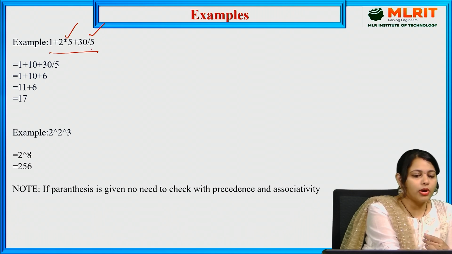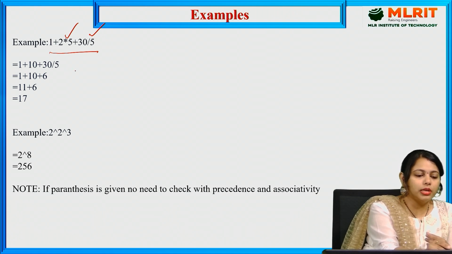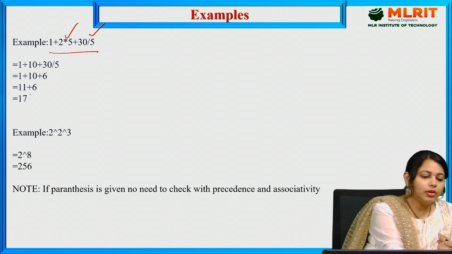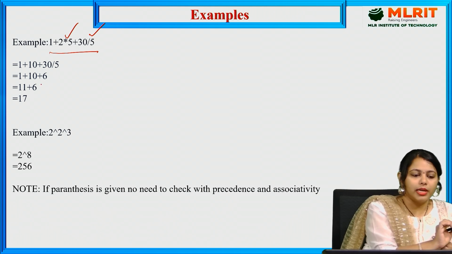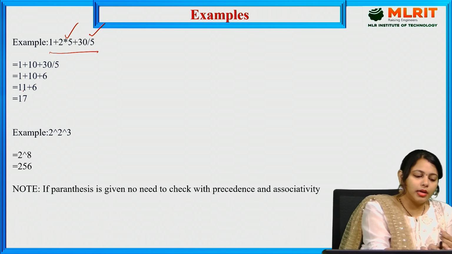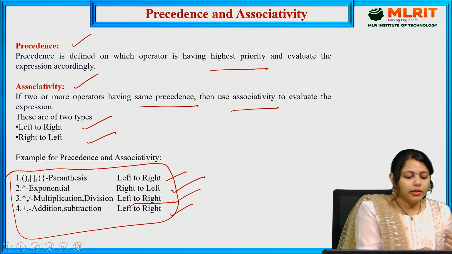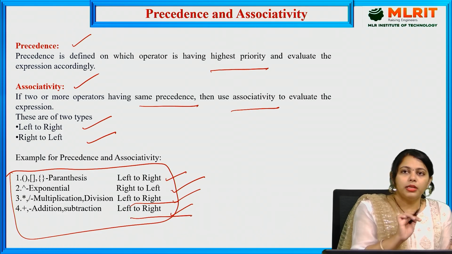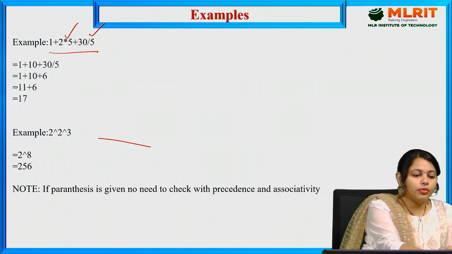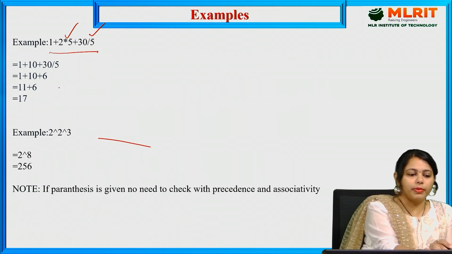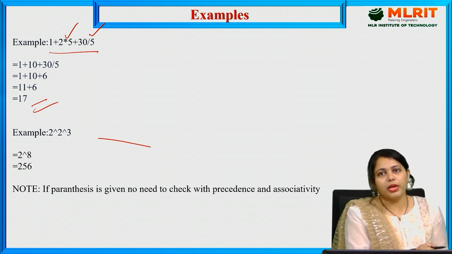The next priority is division, so 30 / 5 is 6. After that I'll go for the addition. Addition also has a left to right associative rule. So 1 + 10 is 11, next 11 + 6 is 17. So this is how we have evaluated it.